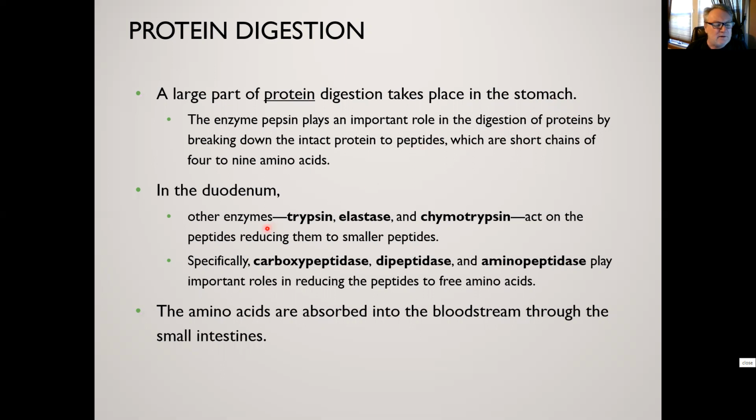And then the final process, breaking those peptides into amino acids, will occur in the small intestine from enzymes that are secreted by the pancreas and also by the walls of the small intestine itself. Now, where are we going to absorb the amino acids? They get absorbed in the small intestine directly into the bloodstream.